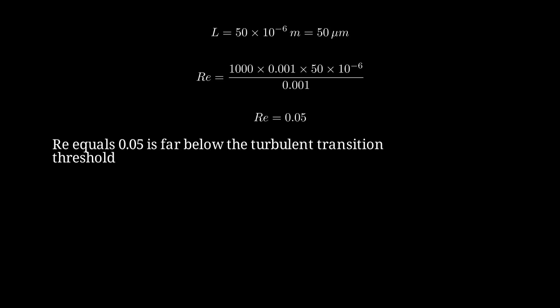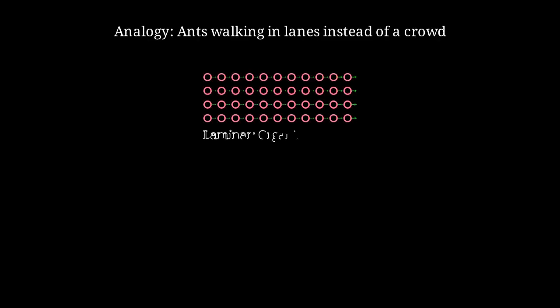completely dominate. What does it physically mean when viscosity dominates over inertia? Think of it like ants walking in perfectly organized lanes, rather than a chaotic crowd pushing and shoving. In laminar flow at the microscale, fluid particles move in perfectly organized parallel lanes, never crossing between layers.